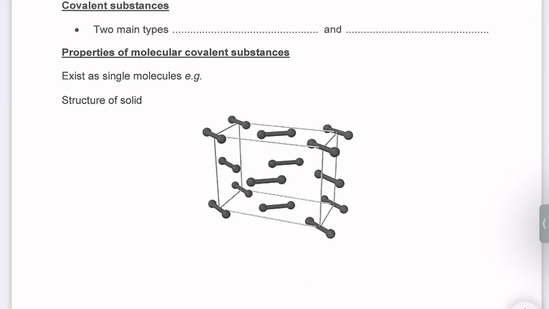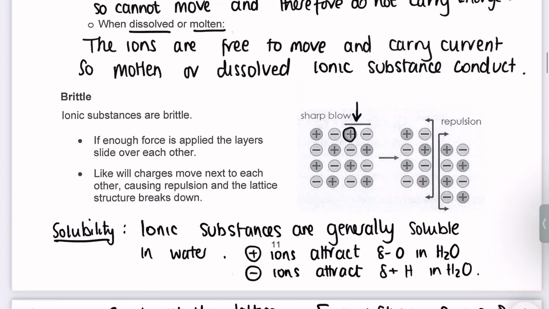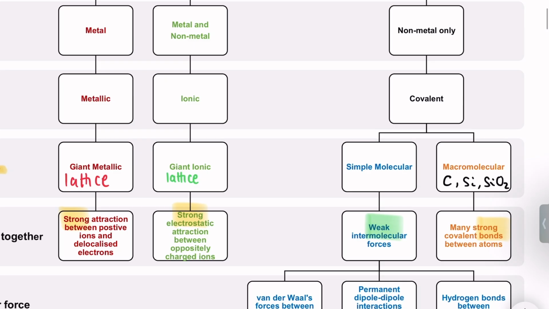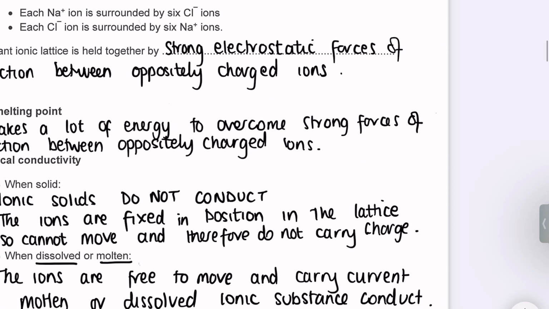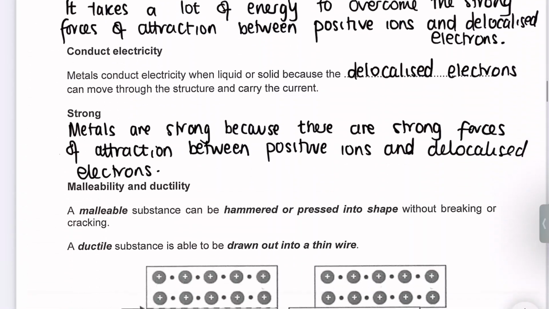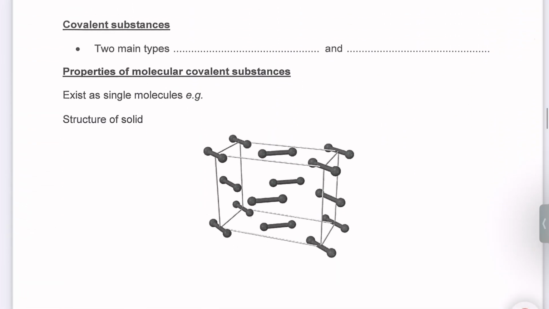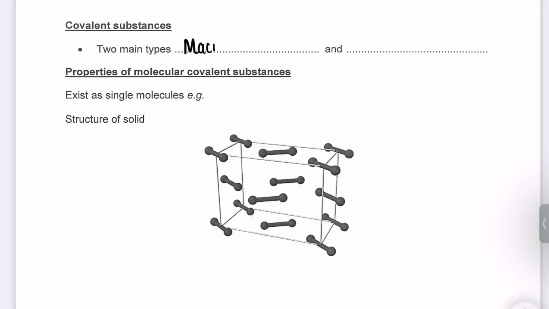So our last type of structure are covalent substances. When we look at the flow chart, if I scroll back, we can see that for covalent substances we've got two types, simple molecular and macromolecular, one of which has weak forces, and we've got three different types of forces that we've looked at, and one of which has strong covalent bonds. So we've got two different things to consider. If we go back to covalent substances, we can either be macromolecular or simple molecular. We're going to look at each one in turn.